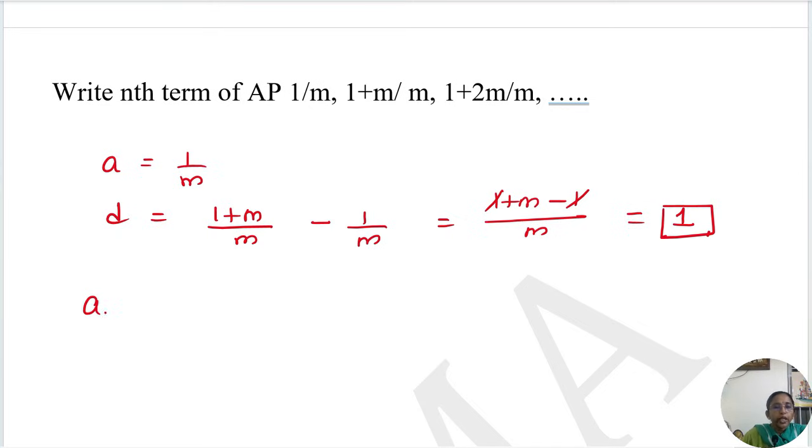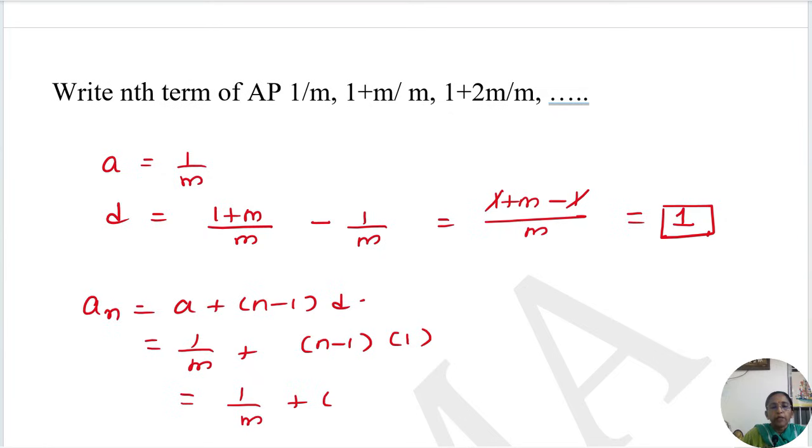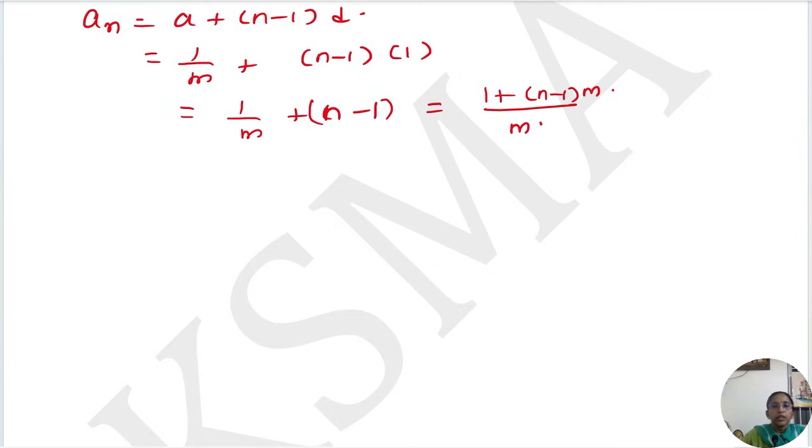And the nth term, so an is equal to a plus (n minus 1) into d. So a is 1 by m plus (n minus 1) into d, d is 1. So 1 by m plus n minus 1. Now take LCM here, so m here. So (1 plus (n minus 1) into m) and you take it inside. So (1 plus nm minus m) divided by m. This is our nth term.